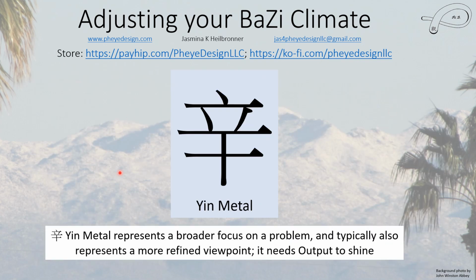So now we move on to sin metal. It represents a broader focus on a problem. They tend to have less problem seeing the big picture compared to the yang metal, but they also have a greater desire for popularity or fame of some sort. And this is what makes them feel good.